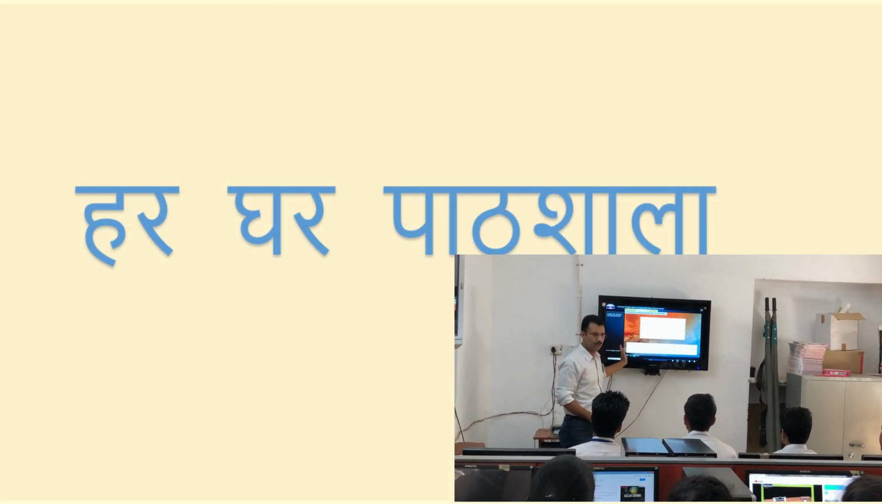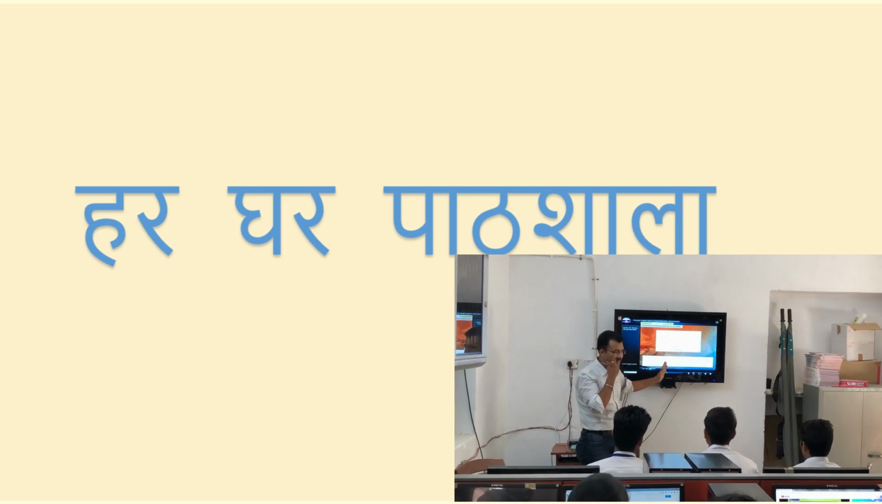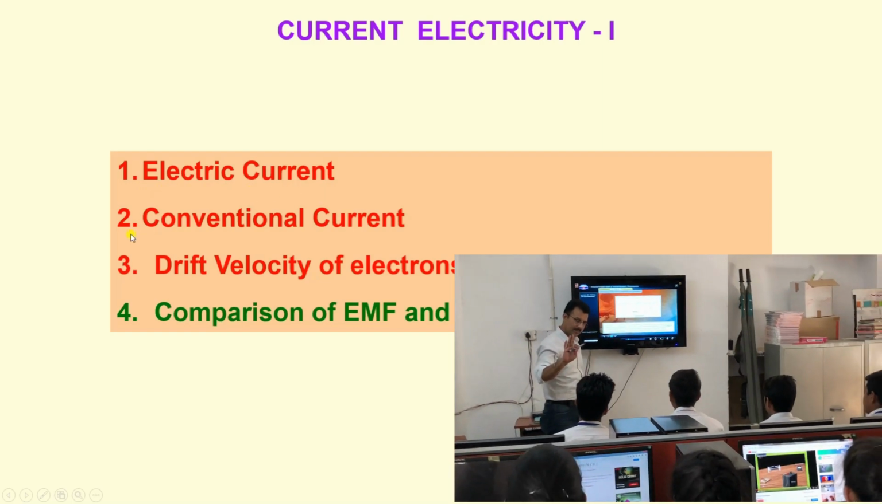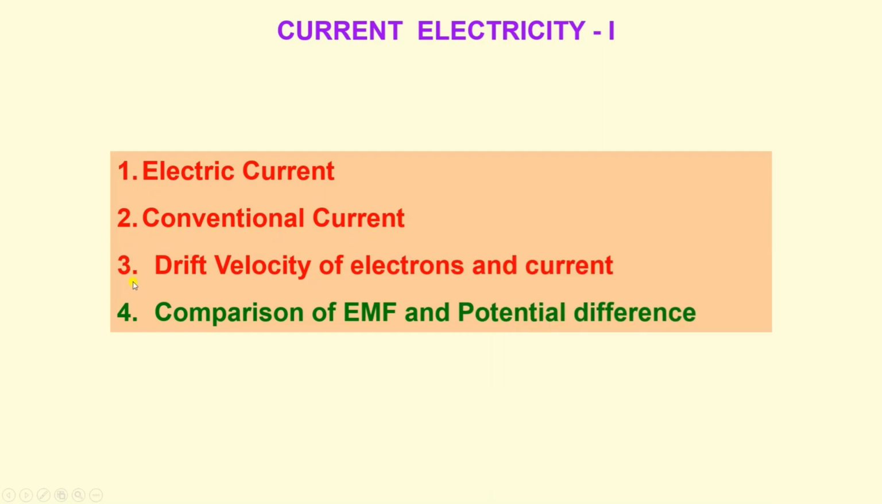So today we are going to study current electricity. In this module we will discuss the electric current, conventional current, drift velocity of electron and current, and the comparison of EMF and potential difference.